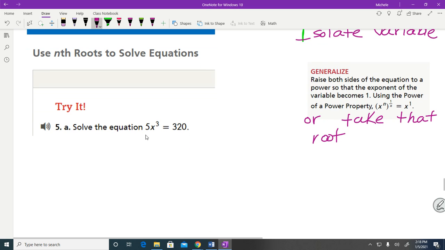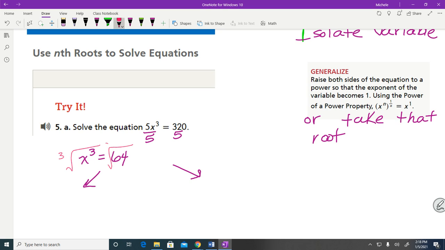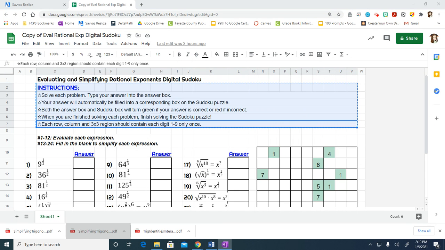So first of all, I've got 5x to the 3rd equals 320. To isolate the variable, divide both sides by 5. We get x cubed equals 64. So there's two ways I could do this. First way is to take the cube root of both sides. The cube root of x cubed would be x. The cube root of 64 is 4.